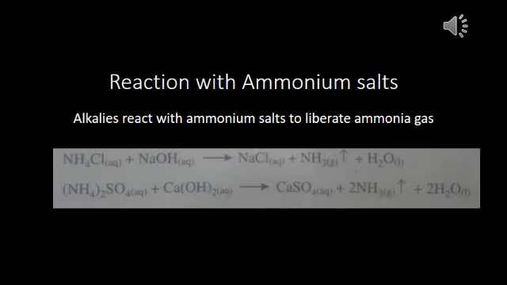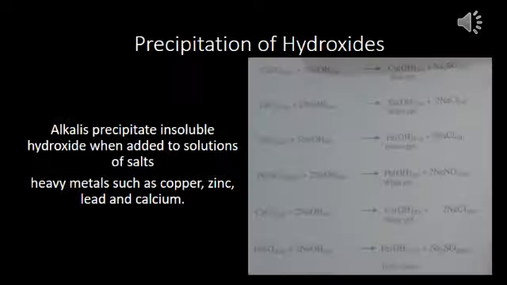Reaction of bases with ammonium salts. Alkalis react with ammonium salts to liberate ammonia gas. The alkali reacts with, for example, sodium hydroxide, and it will produce a salt, that is sodium chloride, ammonia gas and water, as you can see in the below reaction.